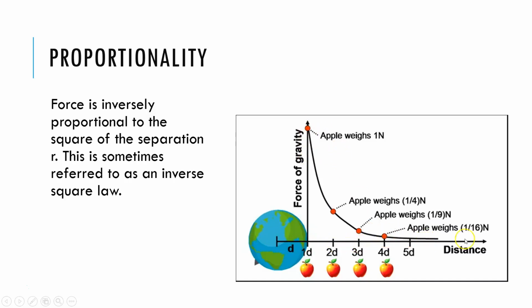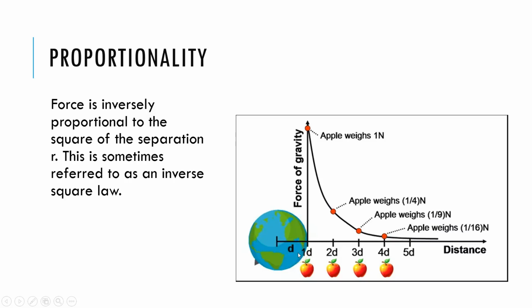And you can see that particular shape, what would you call that? Well, it's an inverse quadratic. That particular curve is characteristic of an inverse square law. So you'll see the same curve when we get to do Coulomb's law later in the year. You can see here the apple has a weight of 1 Newton on the Earth's surface, at a distance of d from the center.